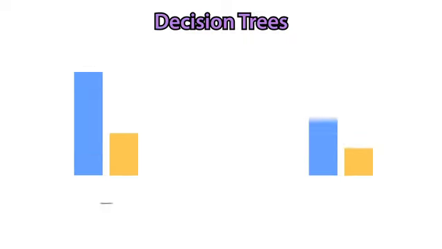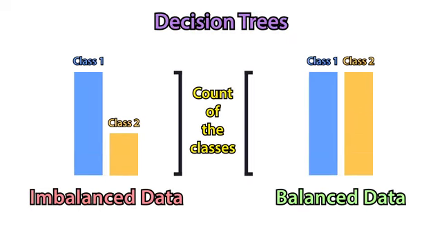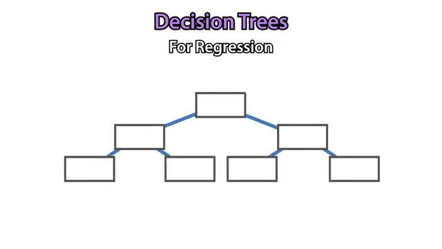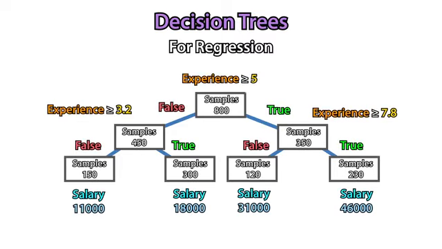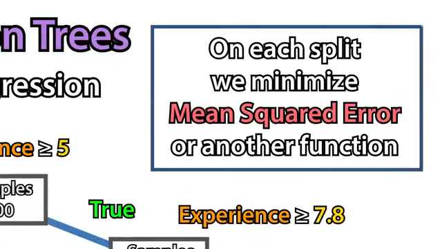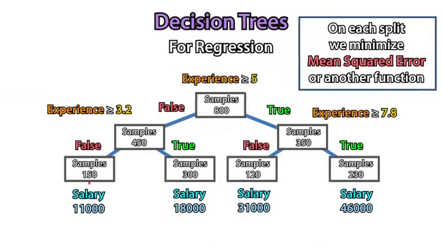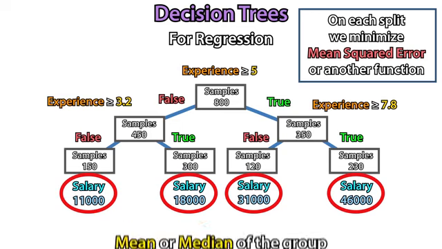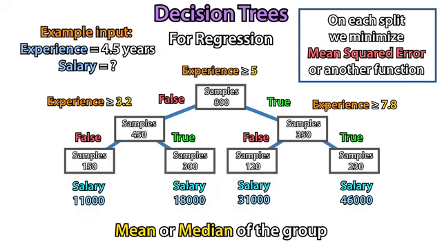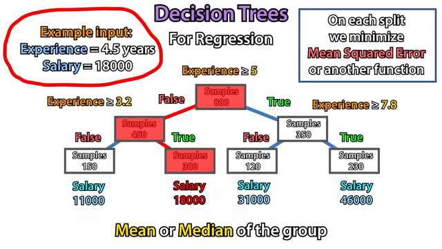Additionally, you should be careful with unbalanced classes. Some weighting methods are used to grow the tree correctly. For regression, decision trees split the data based on values of features that minimize the error in the target variable, like mean squared error. Each node contains the average or the median of the target variable values within that node.